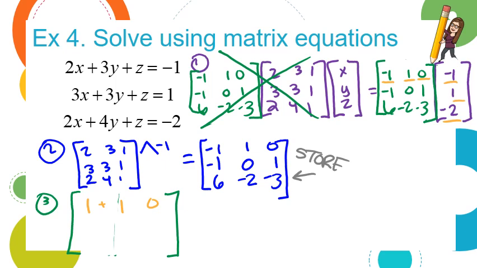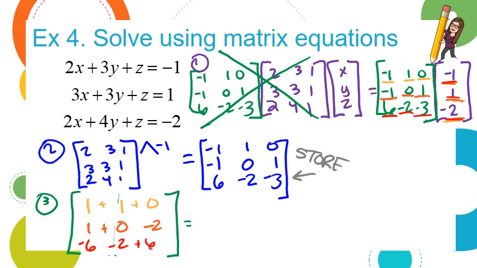I'm going to add these together. Okay, then I've got middle left. -1 times -1 is 1. 0 times 1 is 0. 1 times -2 is -2. Then the bottom left. 6 times -1, -6. -2 times 1, -2. -3 times -2, +6.